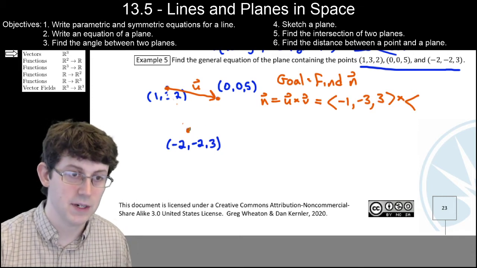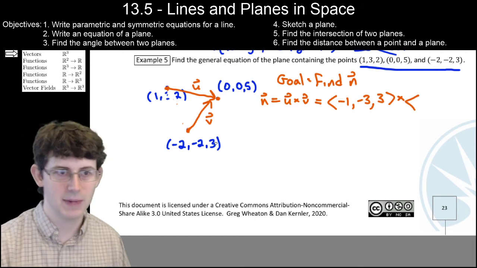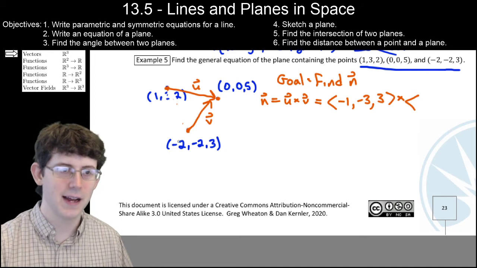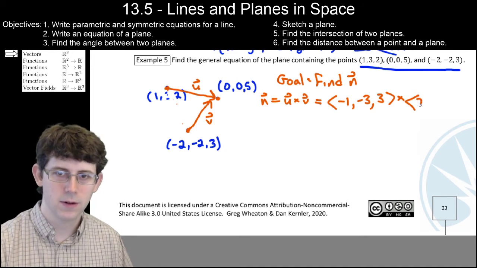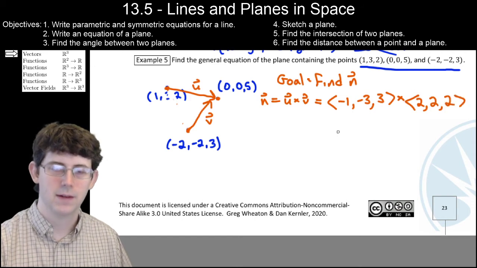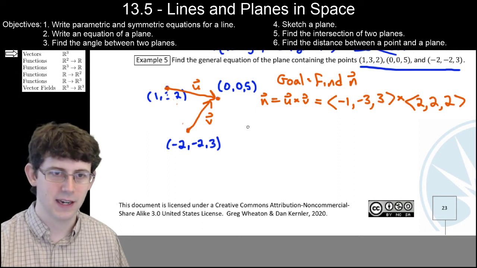I want positive numbers. Notice that you get choices, and as a result, you can make the choices to make your life easier. So when I go from -2, -2, 3 to 0, 0, 5, X goes up by 2, Y goes up by 2, and Z goes up by 2. So I made the choices to make my life easier. Now I cross these 2 vectors.